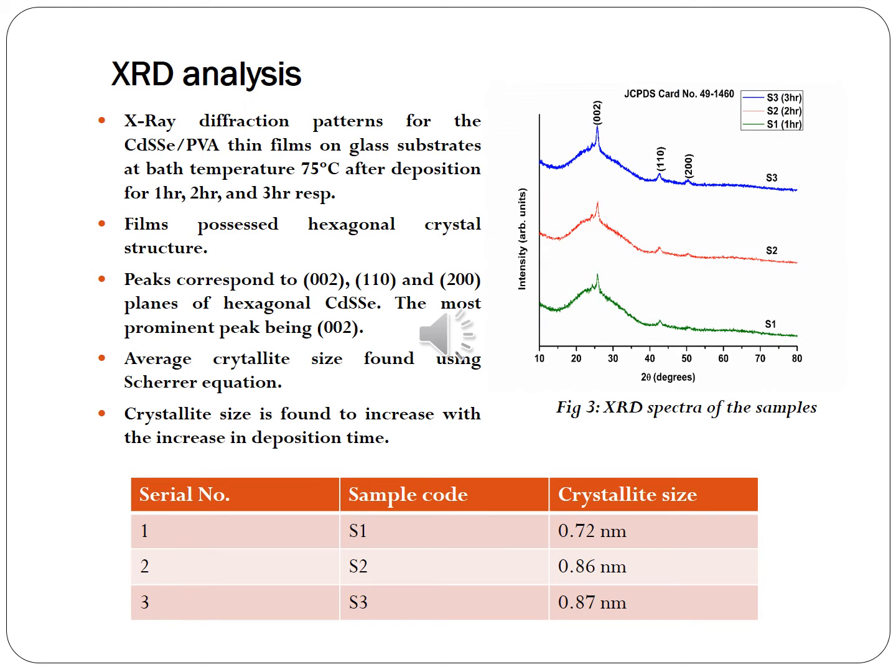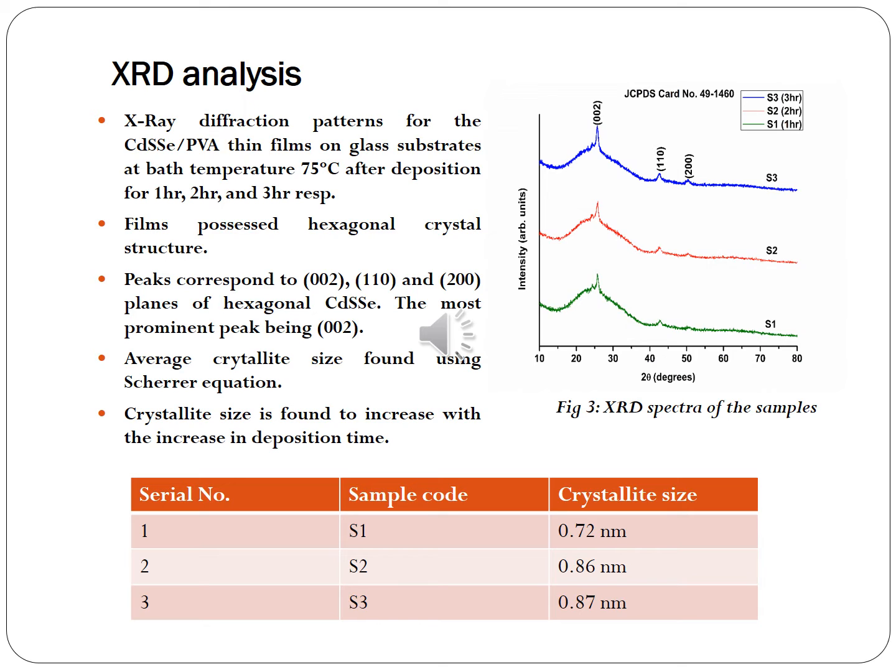The XRD analysis of the 3 samples were also carried out. Here in this figure we can see the XRD spectra of all the 3 samples. X-ray diffraction pattern for the CdSSe PVA thin films on glass substrate at bath deposition temperature 75 degrees Celsius after deposition time of 1, 2 and 3 hours respectively were taken. Films possessed hexagonal crystal structure.